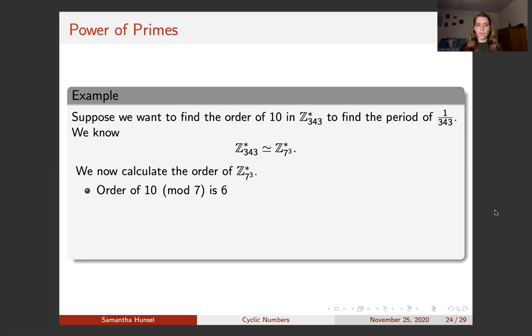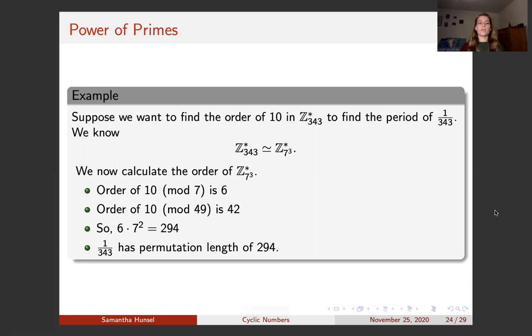First, we'll look at the order of 10 mod 7, which is 6, and the order of 10 mod 49 is 42. They are different. So following the theorem, we can find the order of Z star 343 to be 294. And so 1 over 343 has permutation length of 394, which is a very long number of digits to cycle through.